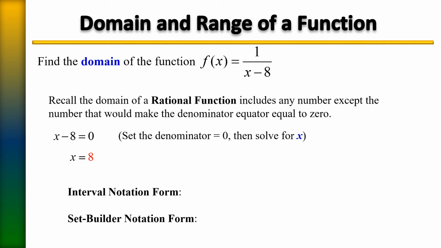So to write that in interval notation form, it would be the set of all numbers excluding 8. Notice that we use from negative infinity to positive infinity, but where we stop at 8, and notice we use a parenthesis to close that because that means that it does not include 8. It's every number except 8.